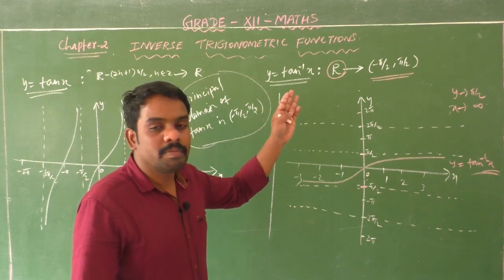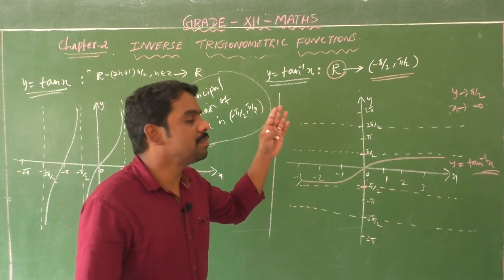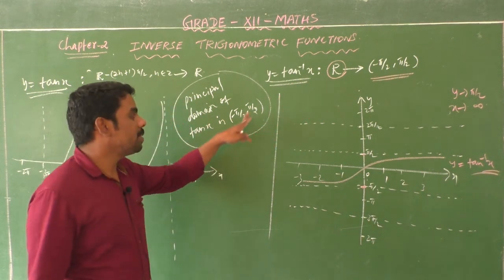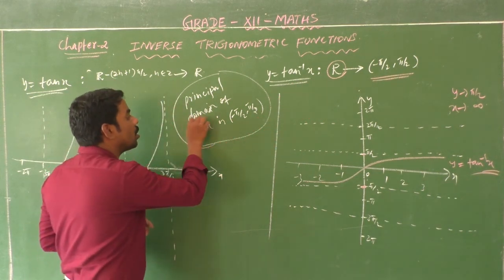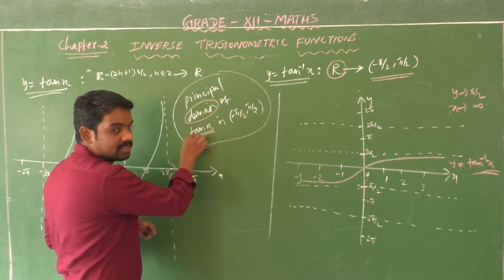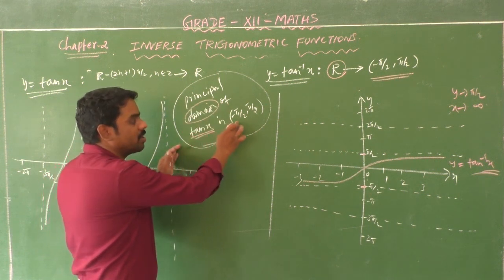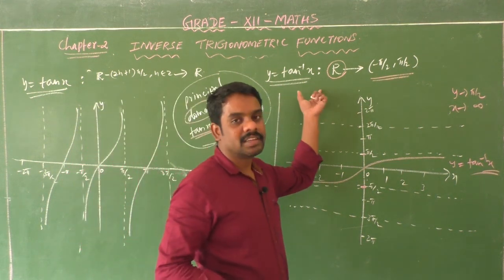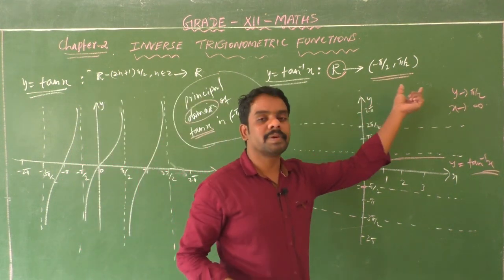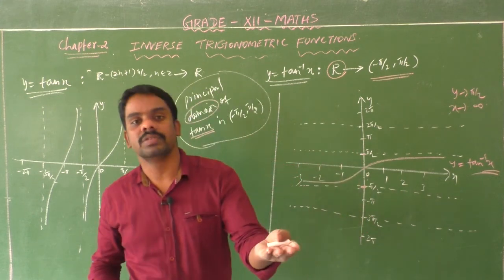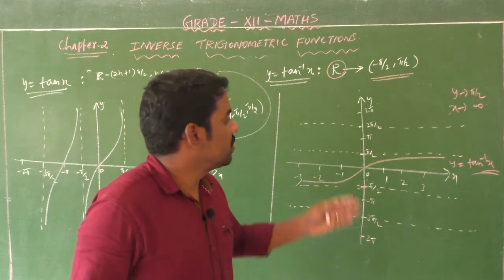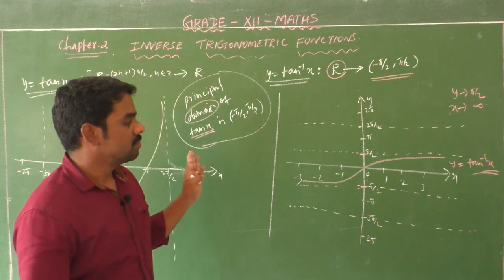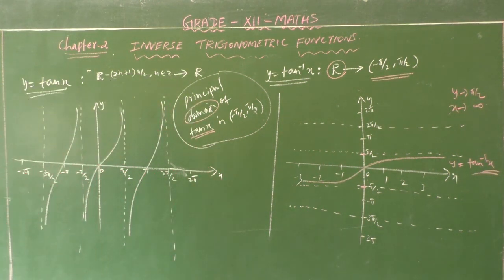And also the open interval minus pi by 2 comma plus pi by 2 is the principal value of the function tan inverse x. But here the open interval minus pi by 2 comma plus pi by 2 is the principal domain of the function tan x. If the open interval minus pi by 2 comma plus pi by 2 is the principal domain of tan x, the function is tan inverse x. Here my open interval minus pi by 2 comma plus pi by 2 is the principal value, that is the range of the function tan inverse x. Okay, very simple. Right, next.